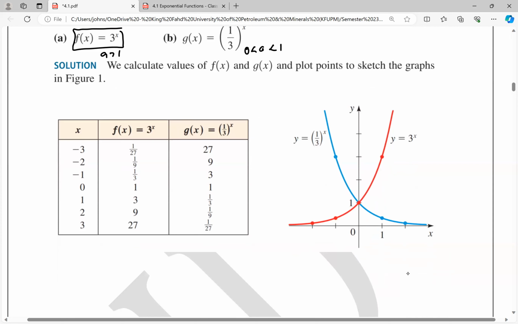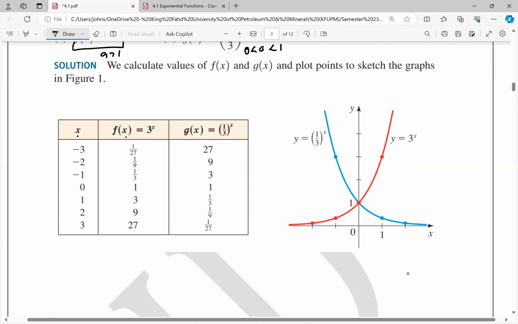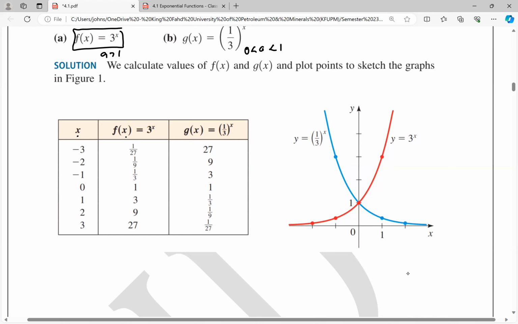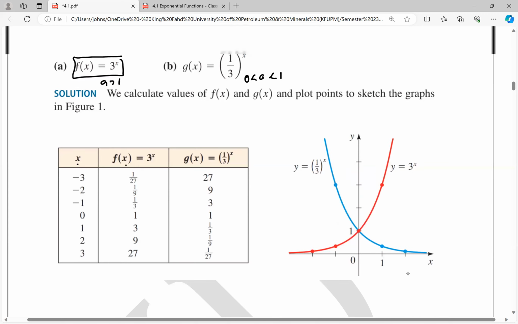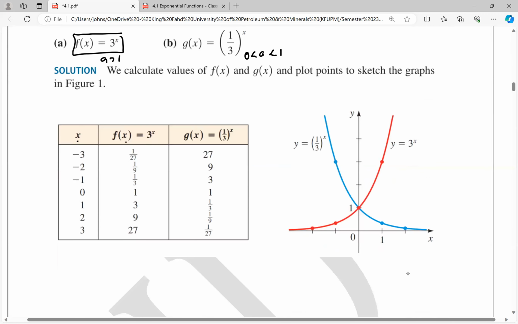You can take points. These are the x values, this is f, and this is g. So if x is minus 3, remember the domain of an exponential function is the whole of R, because x can be any real number. So we can take positive and negative. If x is minus 3, put minus 3 here, you will have 1 over 27. But if you put it in this one, here is 1 over 3.